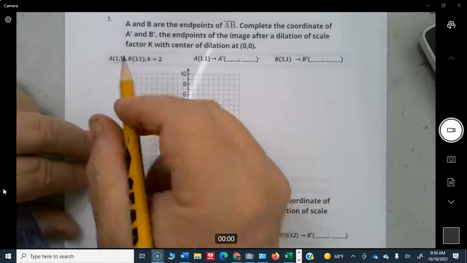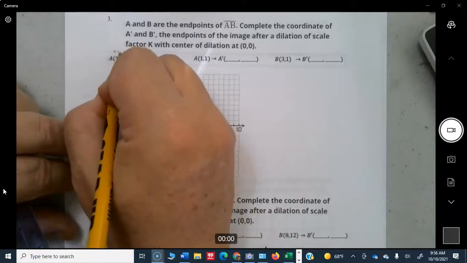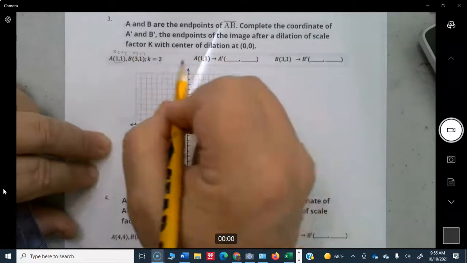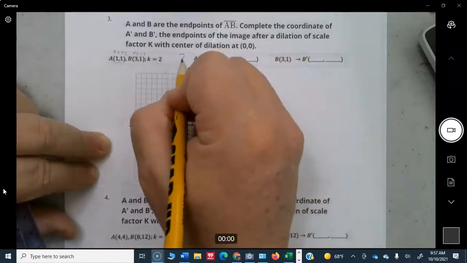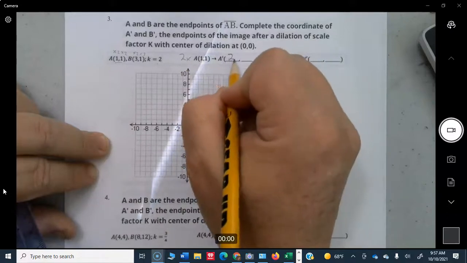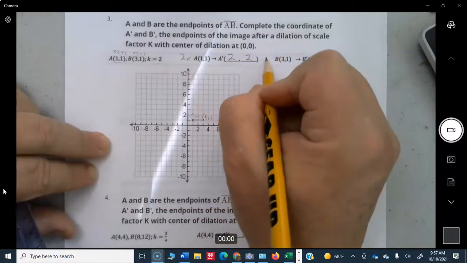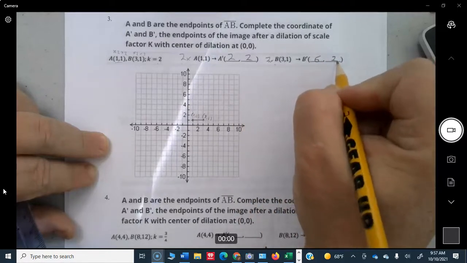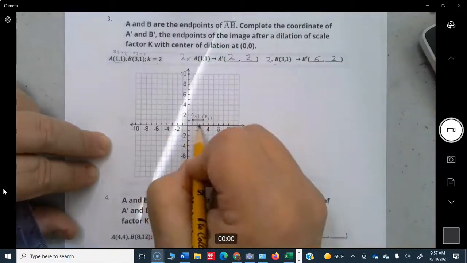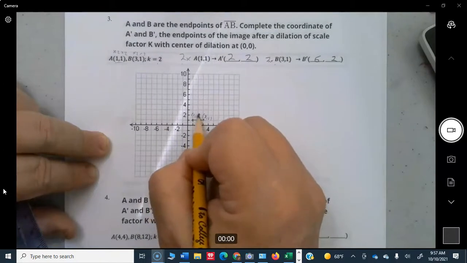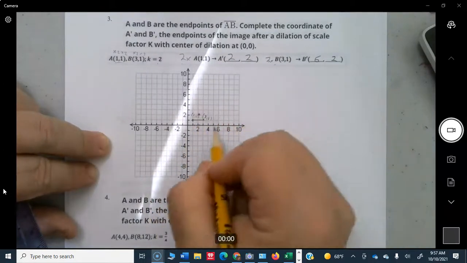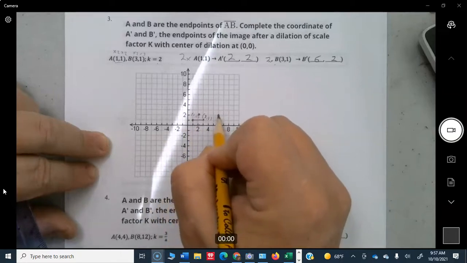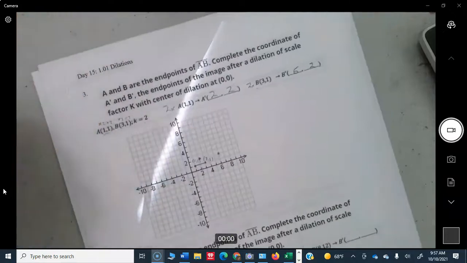Now we're going to double this. So we're going to multiply everything by 2. So that means I could have put that over here, times 2. So 2 times 1 is 2, 2 times 1 is 2. And then 2 times 3 is 6, and 2 times 1 is 2. Alright, so it's 1, 2, put that right there, and 6, 2. So 1, 2, 3, 4, 5, 6, and up 2. Okay, and there we are.